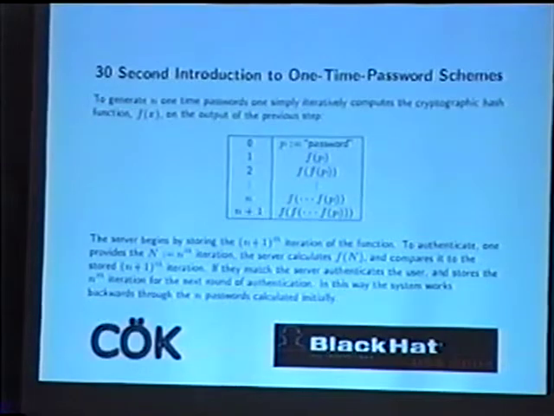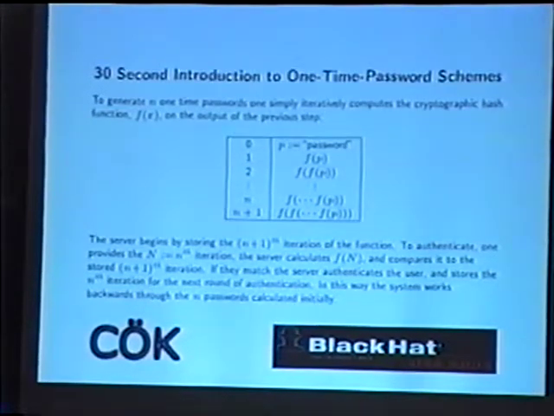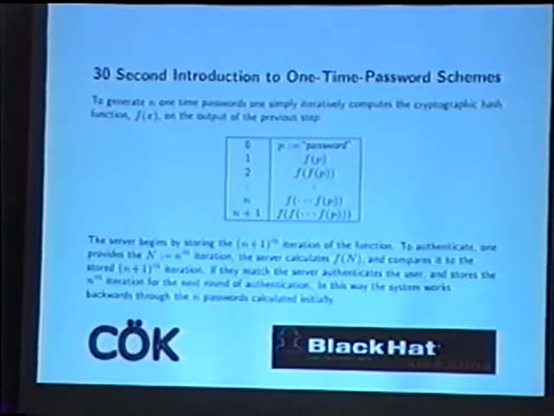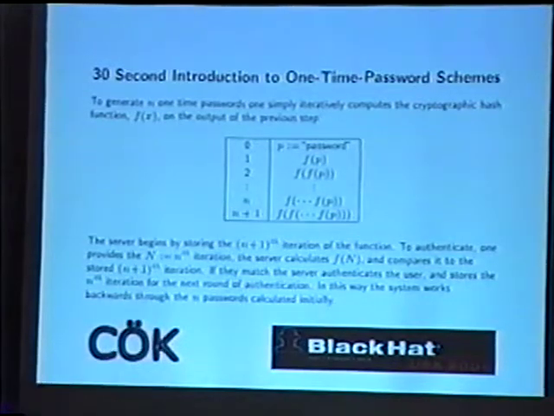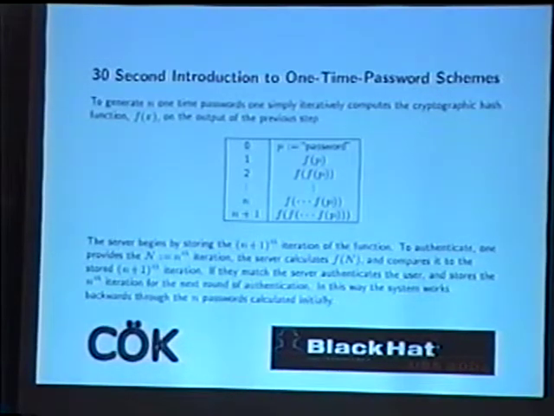We have to generate a finite number of one-time passwords, n of them. So the first thing we do is we choose a passphrase. By the way, there's a lot of details I'm not going into that are specific to the implementation that don't matter. So this is the concept behind OTP. You choose a password and you choose how many passwords you want. We'll call that password 0, the initial conditions for the system. So we have a cryptographic hash function f, which we're going to iterate.